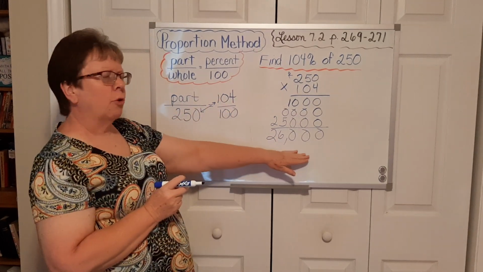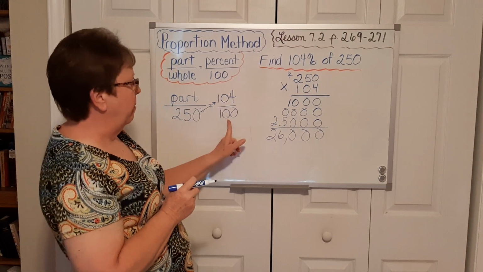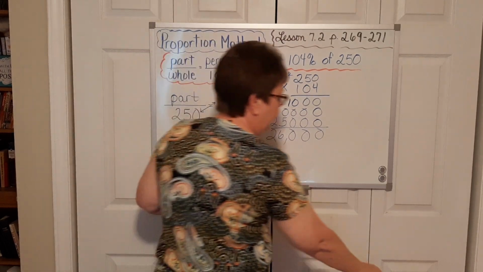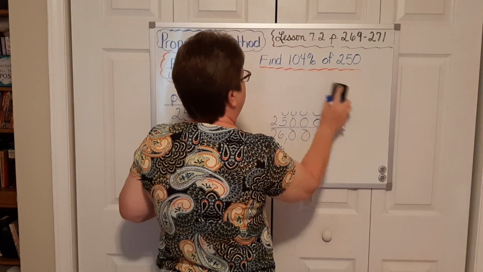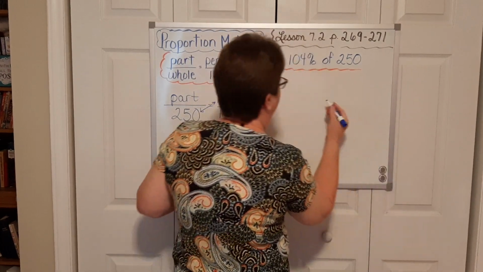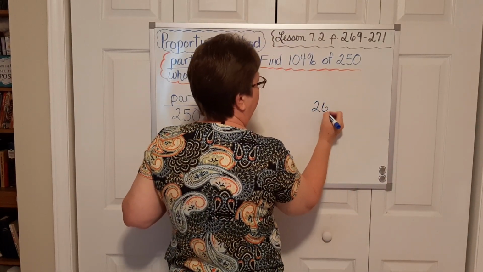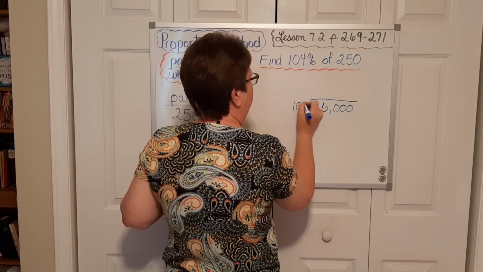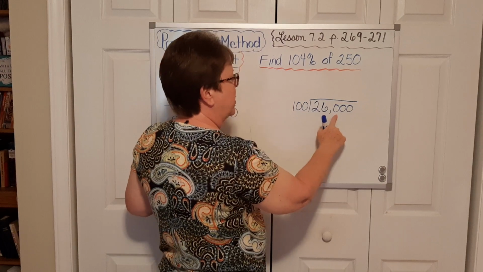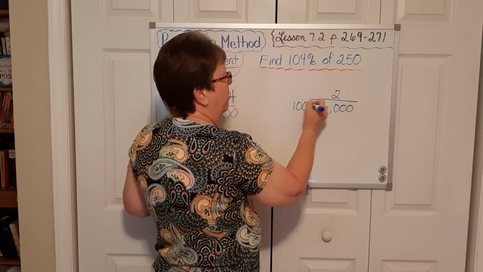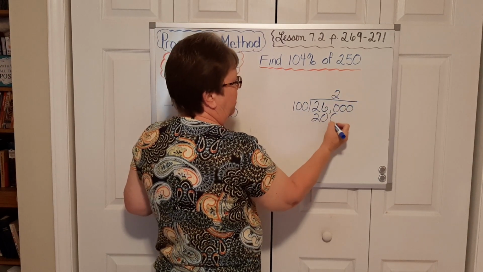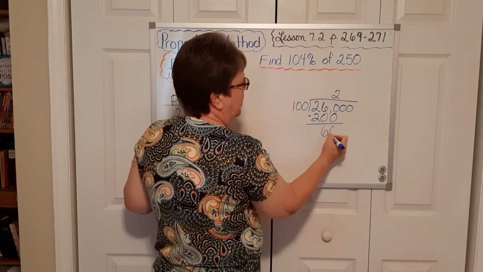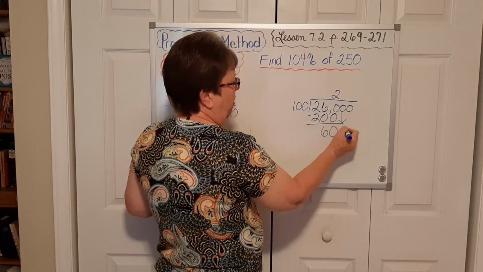Now, the answer we get from that, we have to divide it by 100. Okay, so I'm going to take 26,000 and divide it by 100. Now, we know 100 goes into 260 two times. 100 times 2 is 200. If we subtract, we get 60. Bring down our next 0.